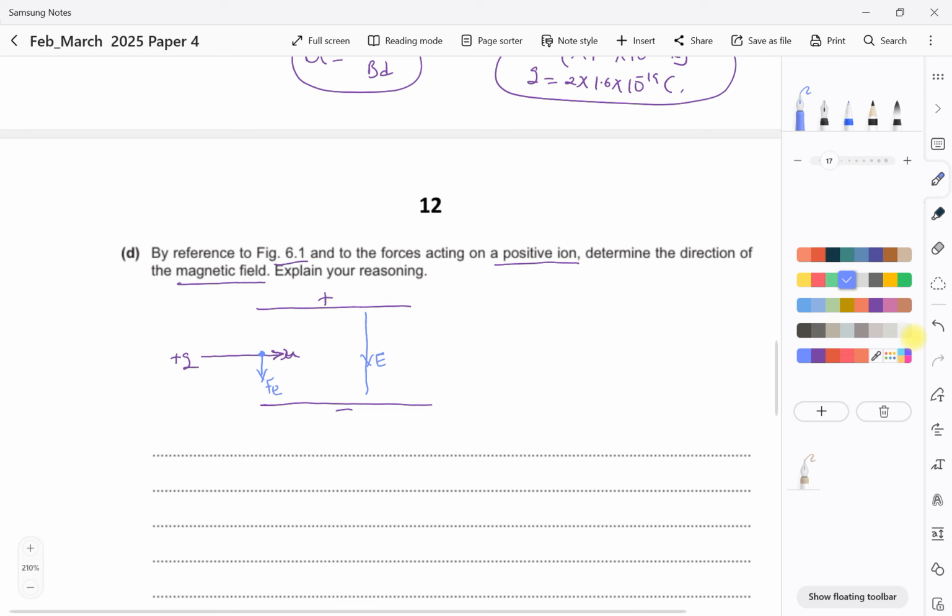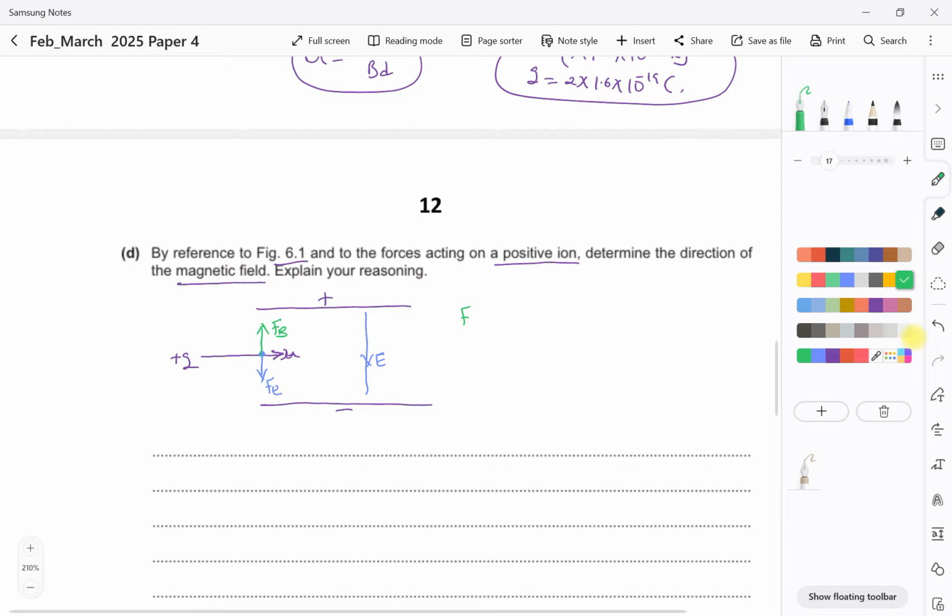But for no deviation, we must introduce a magnetic field which causes a force in the opposite direction. So the magnetic force must act in the opposite direction for no deviation. And of course, for no deviation, the two forces are equal.